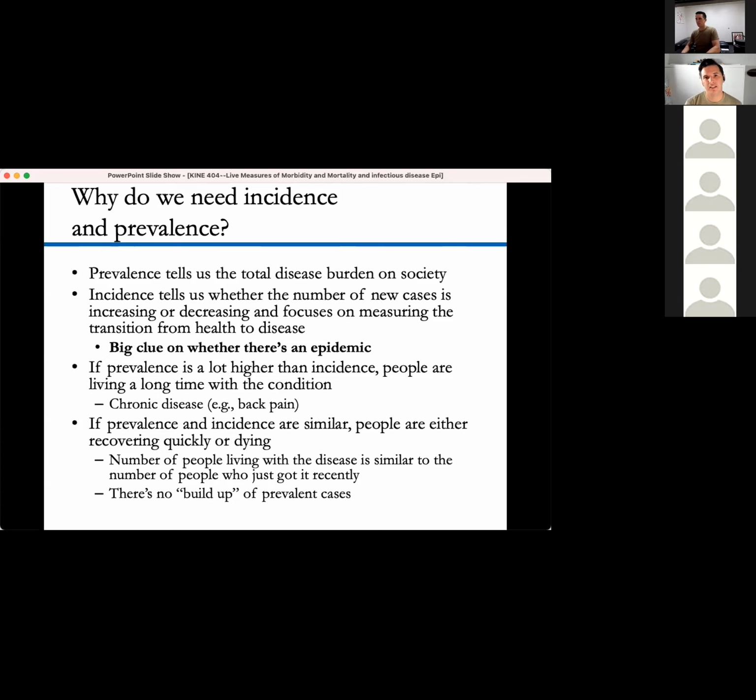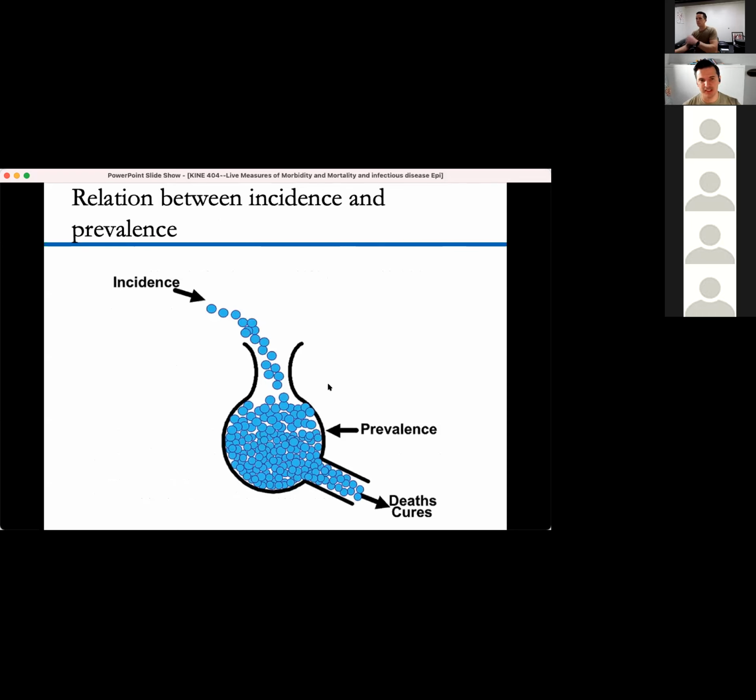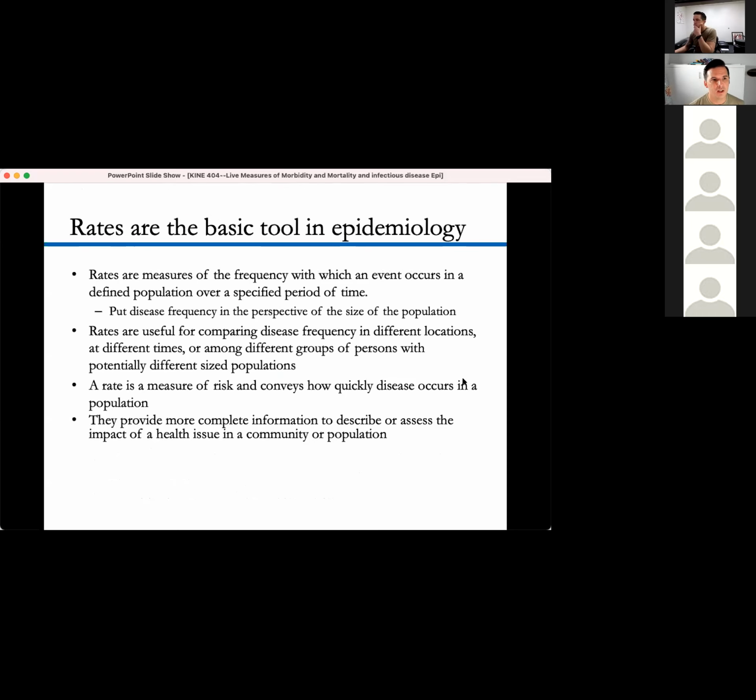If prevalence and incidence are similar to each other, that means that people are either dying quickly from that disease, so they're not living for a long time, or they're recovering quickly from that disease. And it would be important to know what's going on. Are people dying quickly or are they recovering quickly? That means that there's not going to be a buildup of prevalent cases of that particular disease. So this is just a depiction of incidence and prevalence, how they're related to each other.